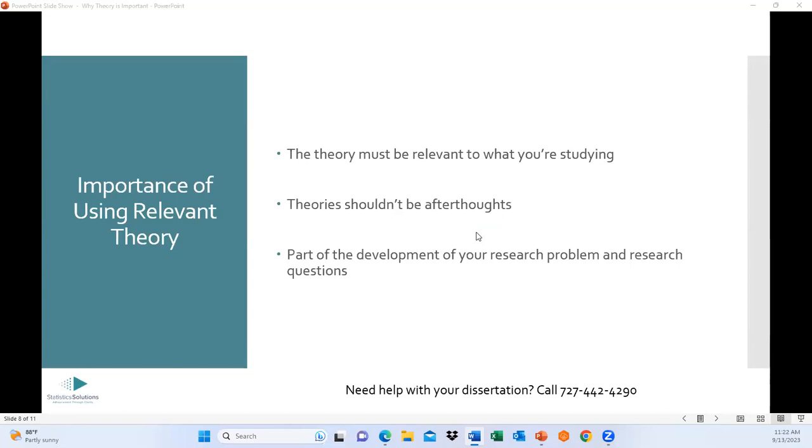Think about theory too. Sorry, I keep replacing those words with one another. Think about theory as well. So it becomes part of the development of your research problem and your research questions. And that will save you from having to pick a theory after everything else is in place. And then you may not pick one that's the most relevant for your study because you put it off, right? So make it part of your study early on, just think about it near the beginning too.